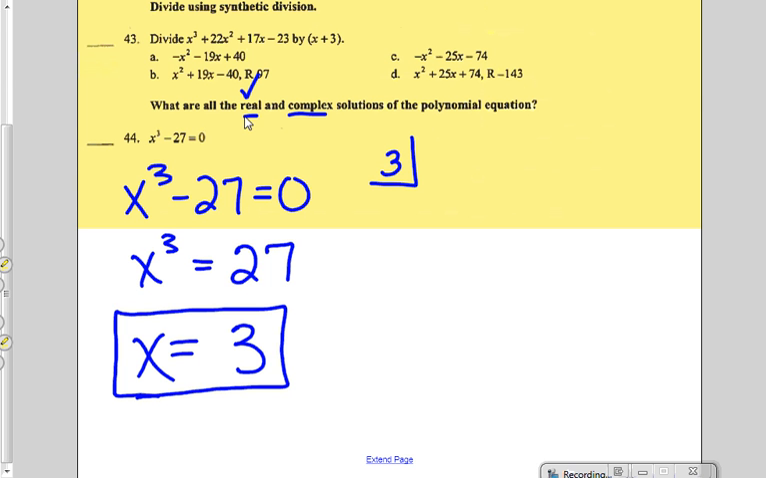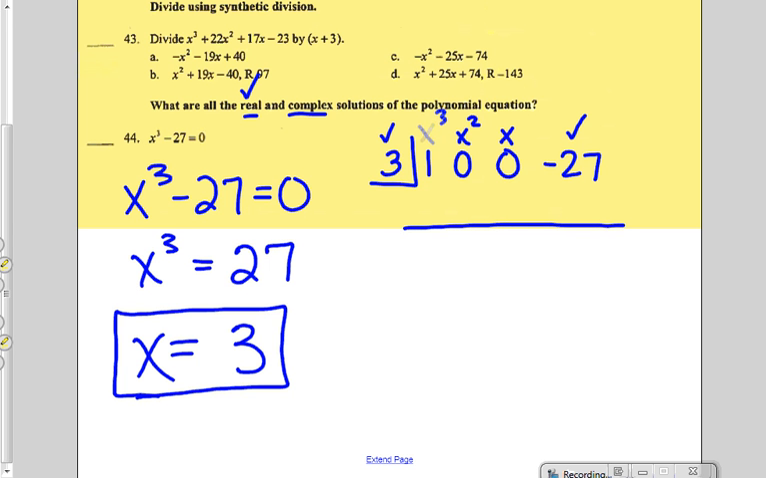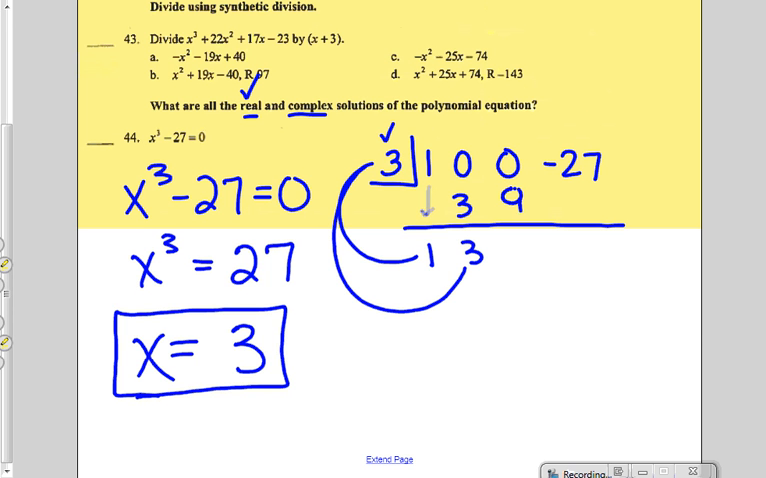So what I'm going to do is run some synthetic division using one solution being 3, and then the numbers 1, 0, 0, and negative 27. Remember, those numbers come from the coefficients with x cubed, x squared, x, and the constant negative 27. So here we go. We're going to bring the 1 down and multiply by 3, add, multiply, add, multiply.